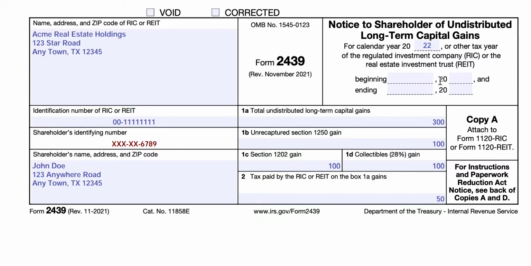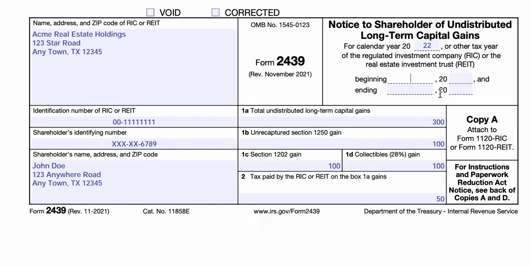On the right-hand side of the form, at the very top, you'll see calendar year, or if the regulated investment company or REIT has a tax year that does not fall in line with the calendar year, known as a fiscal year, then you would see beginning and ending dates for their tax year. So if the investment company or the REIT does not have a calendar year tax year, then you would report this information in the tax year for which you received the Form 2439.